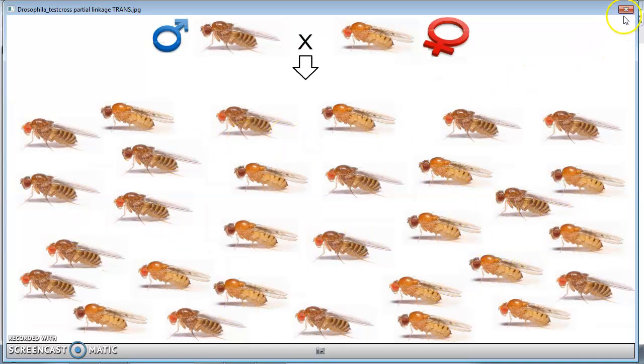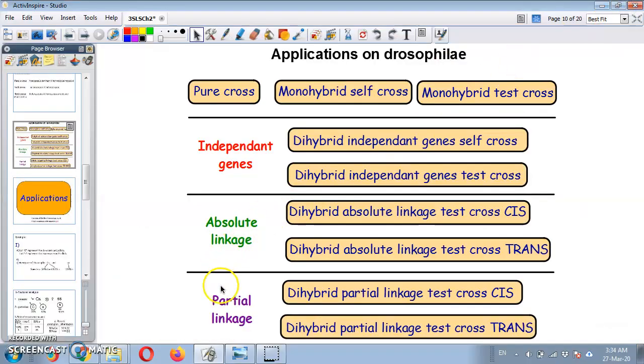Okay, so the case of transposition. In the case of transposition, we will see the highest frequency, and the offspring will have one dominant allele expressed along with the recessive allele for the other gene, which is opposite to that of the cis position.